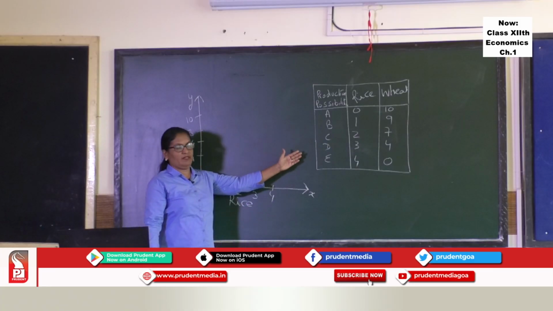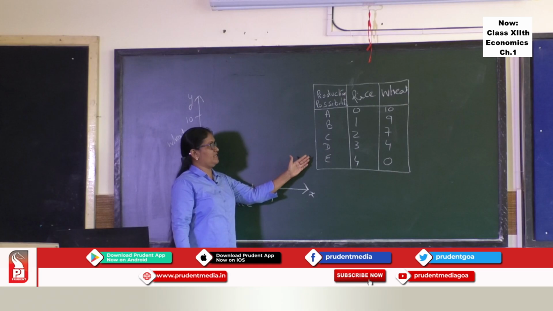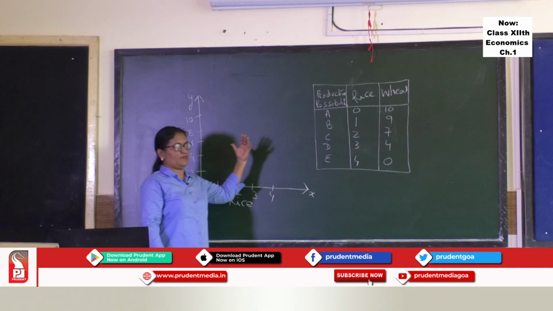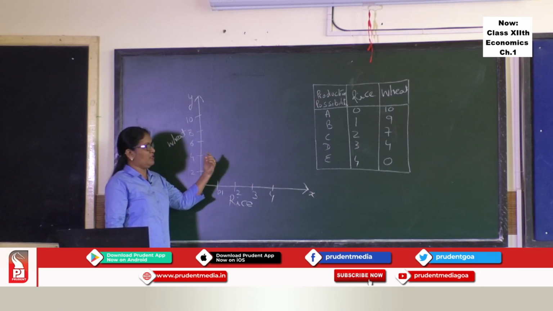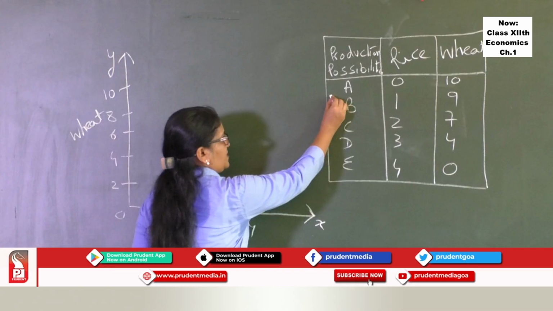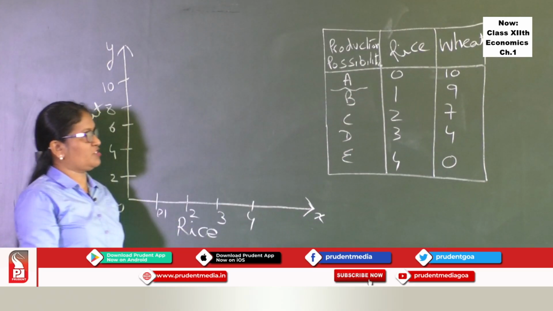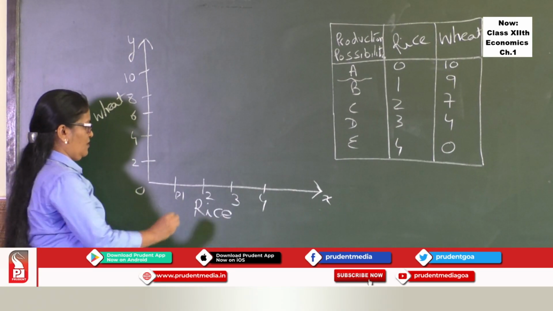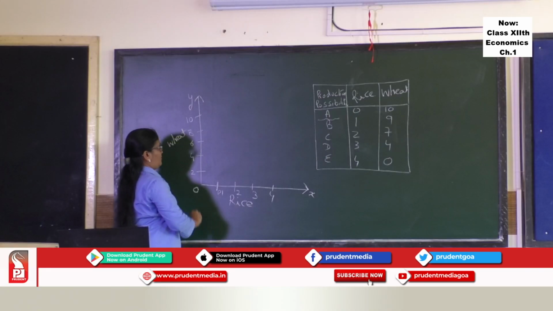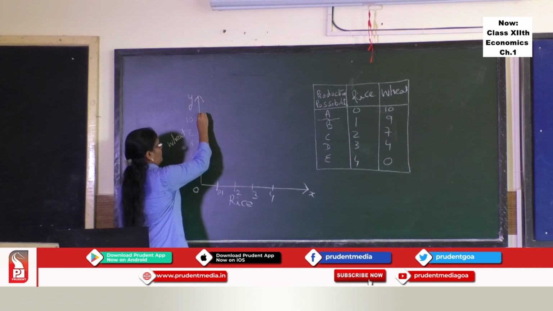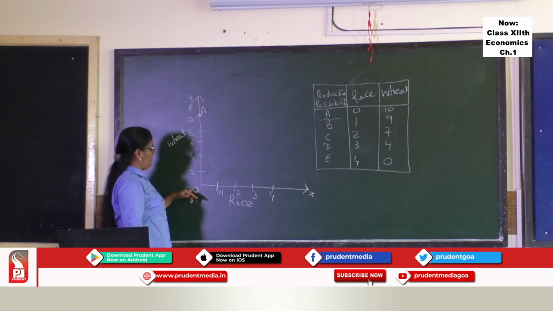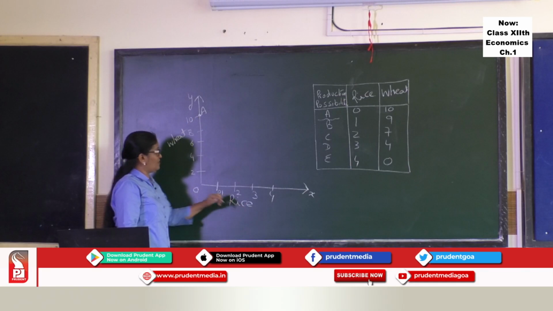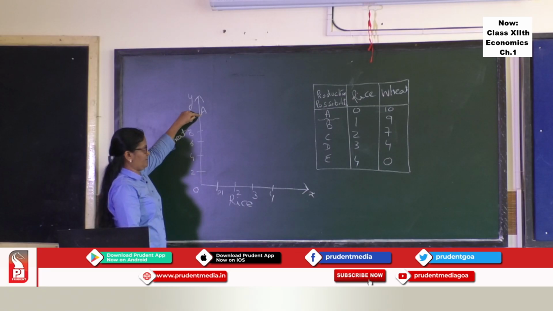Now, you can see on the table different possibilities A, B, C, D and E. These possibilities are to be represented in this diagram. So let's plot the first one, possibility A, which consists of 0 lakh tons of rice and 10 lakh tons of wheat. So we have possibility A, 0 lakh tons of rice and 10 lakh tons of wheat.